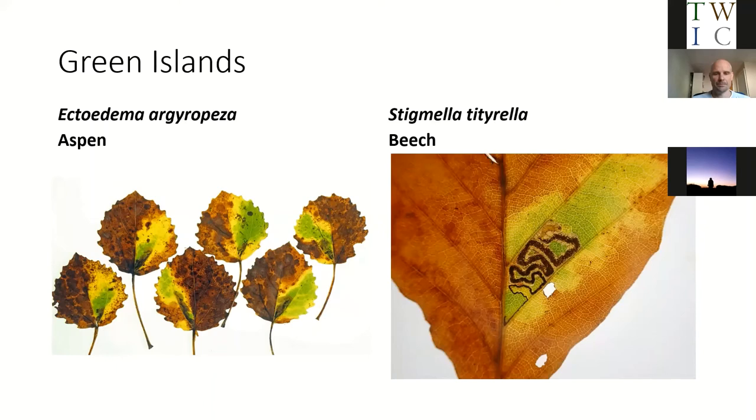A couple of examples here. Ectoedemia rufifrontella on aspen can be really numerous. You can find hundreds, if not thousands, of these fallen on the ground under aspen groves. And Stigmella tityrella, which is a more widespread species on beech. At the moment, these mines are really quite easy to spot. The green islands show up really well in the leaf litter underneath the trees.